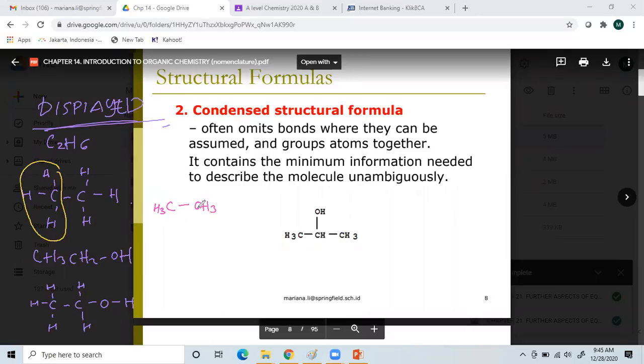Because carbon is connected to carbon. But if you write like this, CH3 with the H3 on the wrong side, it seems that carbon is bonded to hydrogen, which is false. So this is wrong and this is right. C is connected to C, let's remember. And how about if I want to make the condensed structural formula for CH3CH2OH? You just combine this together: CH3, and this is CH2, and then this is OH. So this is called condensed structural formula. We often omit bonds where they can be assumed and group atoms together.